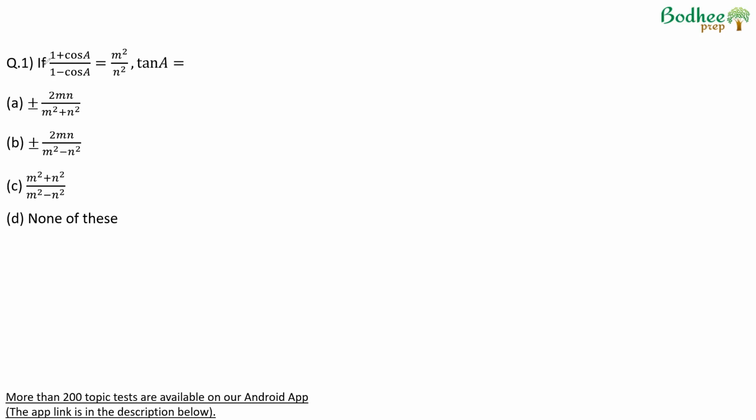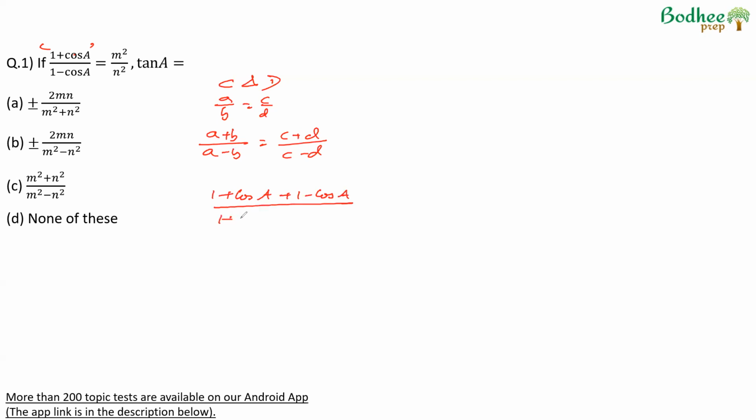How I would solve this question is, because I have this kind of an expression on one side, we use componendo and dividendo, which says if a by b is equal to c by d, then (a plus b) upon (a minus b) is equal to (c plus d) upon (c minus d). Componendo and dividendo together. So here, numerator plus denominator will give us (1 plus cos a plus 1 minus cos a) upon (1 plus cos a minus 1 plus cos a) is equal to (m square plus n square) upon (m square minus n square).